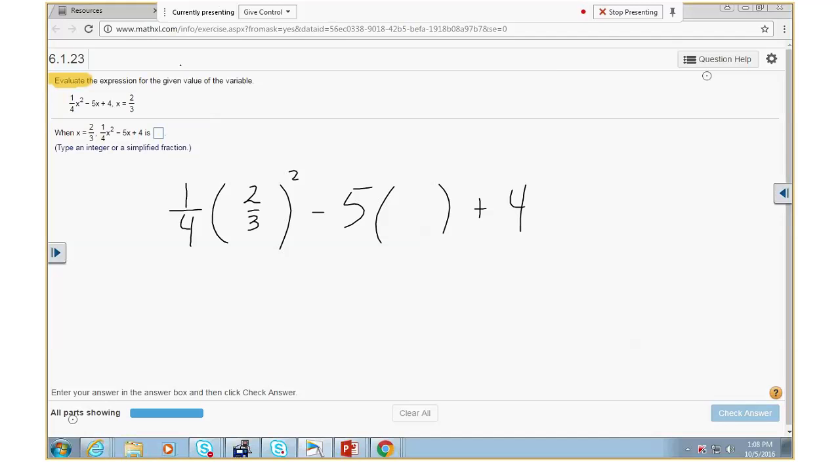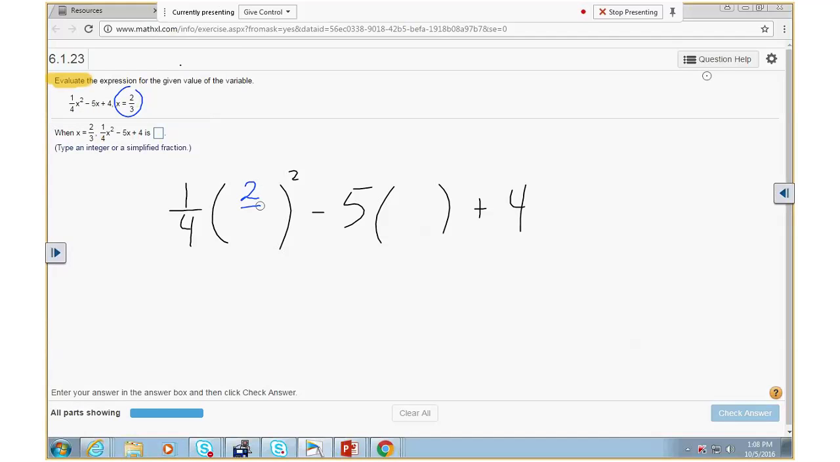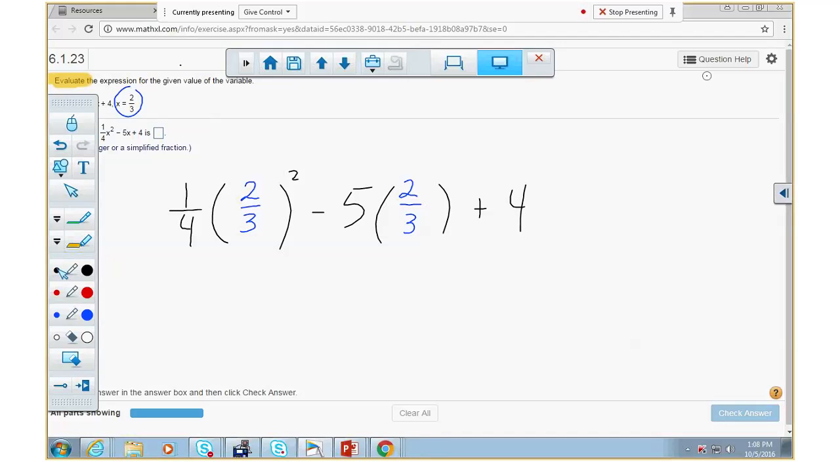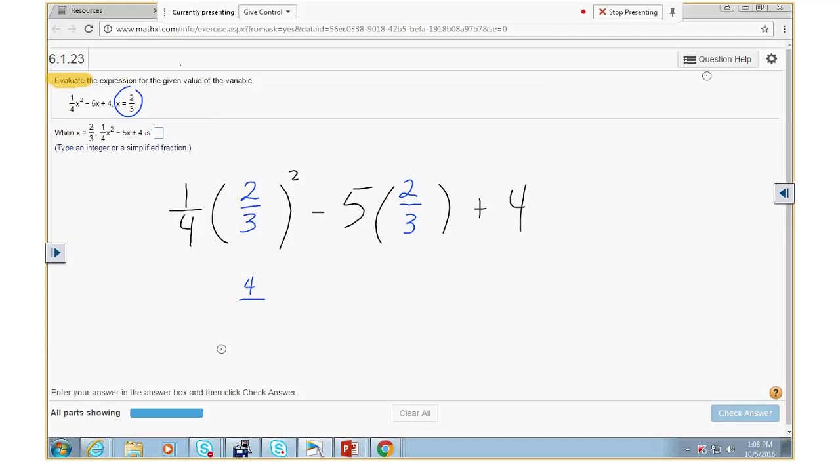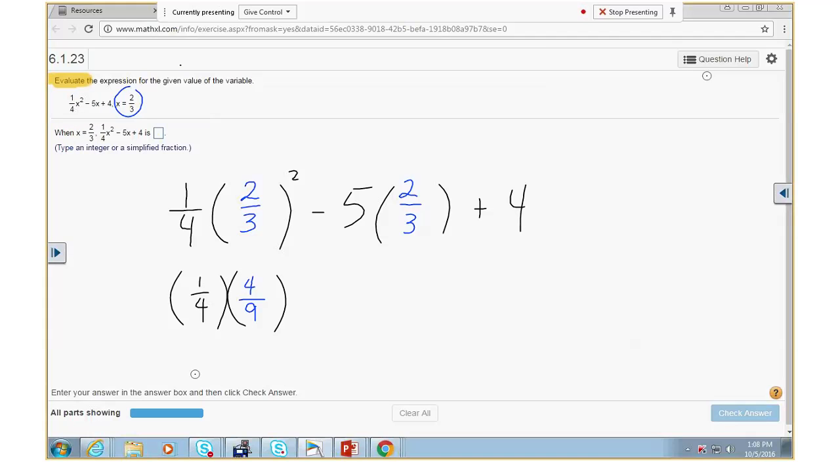2/3. And in fact, let's animate it a little bit. And use blue. 2/3. Now, the first thing you want to do is parentheses, or exponent, whichever one you want to call it. So 2/3 squared, what's 2 squared? Well, what's 3 squared? 9. Minus 5 over 1, 2 over 3. And what happens to the fours? That leaves you as 1 over 9 minus 10 over what? 3 plus 4 over 1.